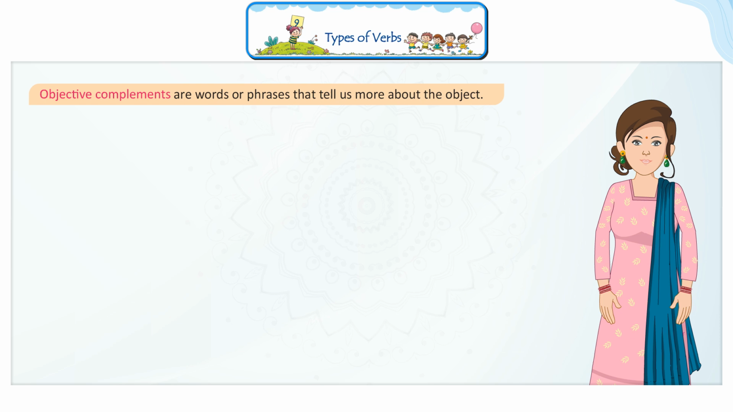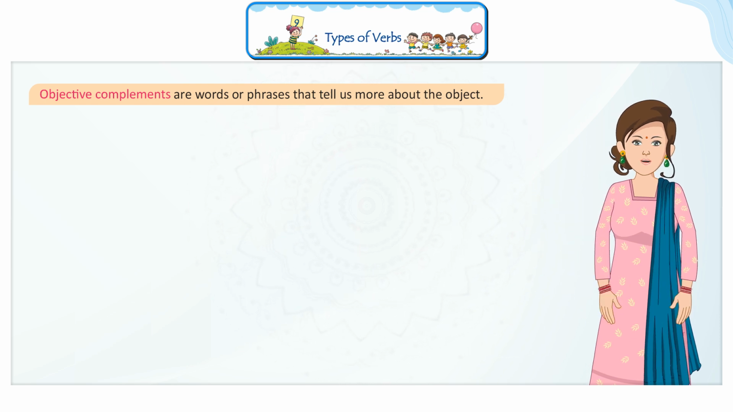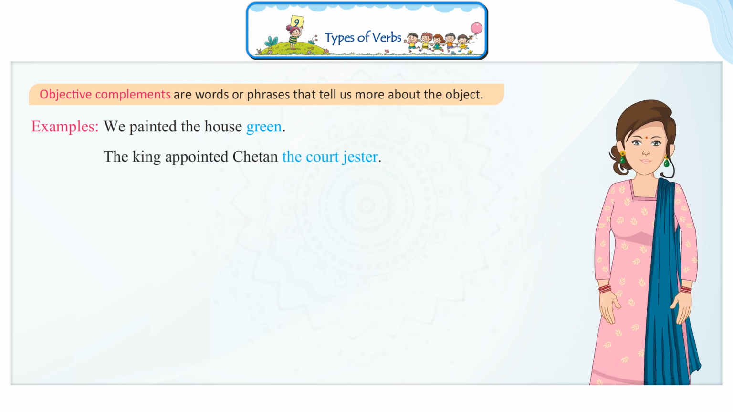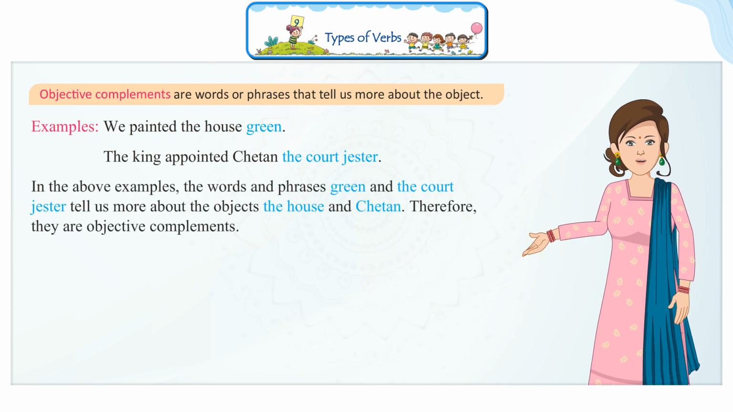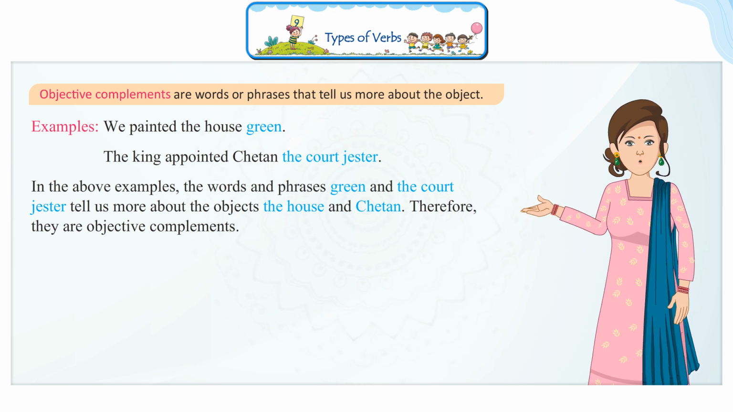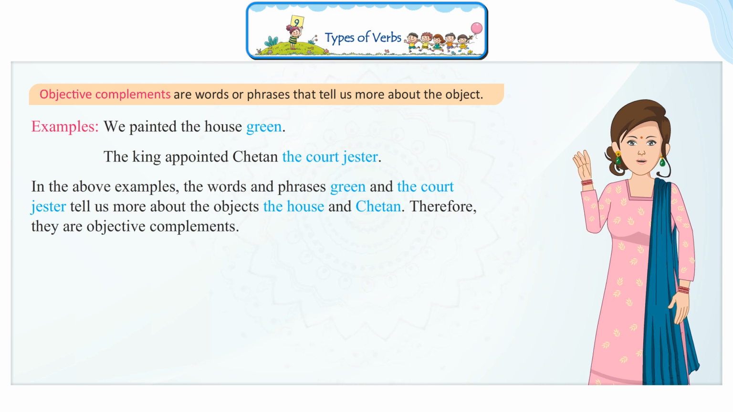Objective complements are words or phrases that tell us more about the object. Examples: We painted the house green. The king appointed Chetan the court jester. In the above examples, the words and phrases green and the court jester tell us more about the objects, the house and Chetan. Therefore, they are objective complements.